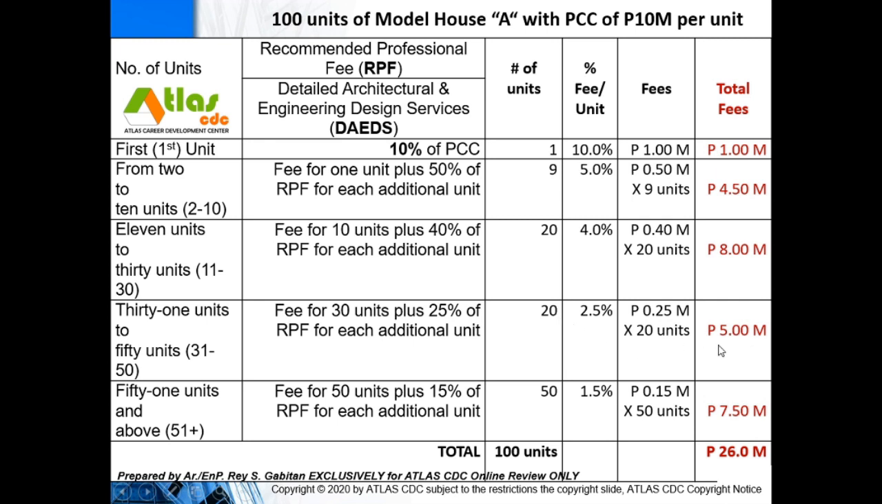And then all the remaining units. You will have a remaining 50, because 20, 20, 9 and 1 is 50, so you have a remaining 50, computed at 15% of 1 million. So that will be 150,000 times 50 units, which is 7.5 million. So you now add all of your fees, and you will get a total of 26 million pesos.